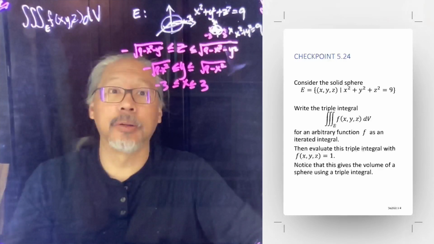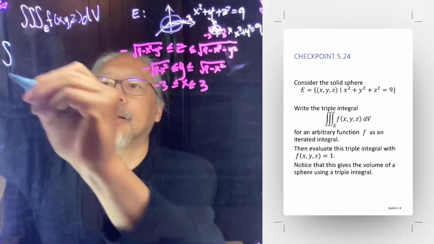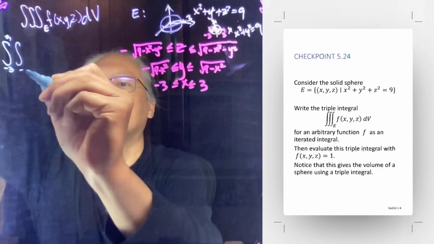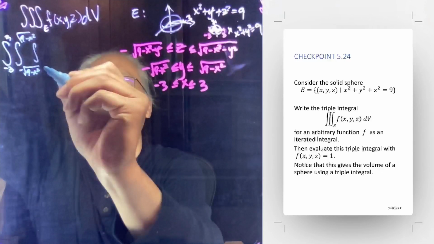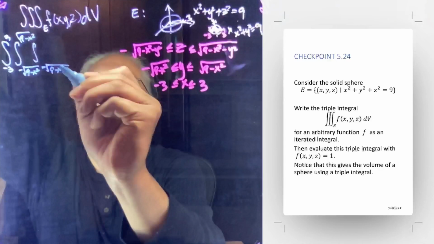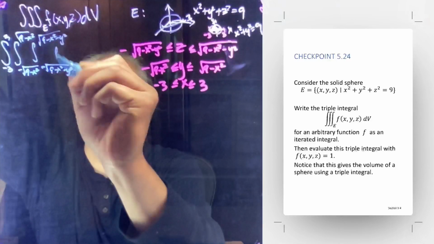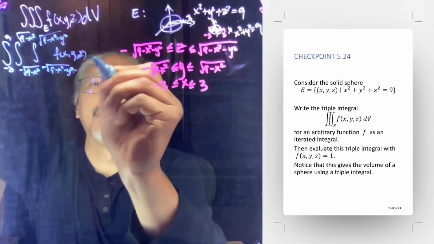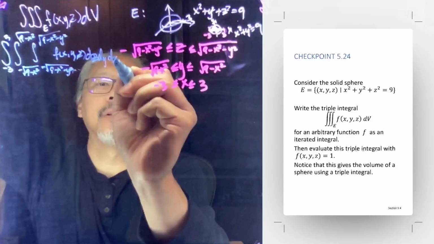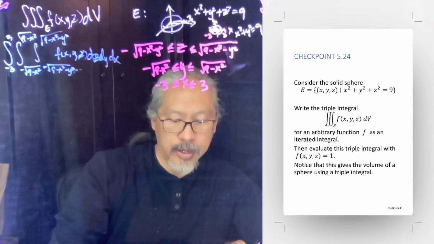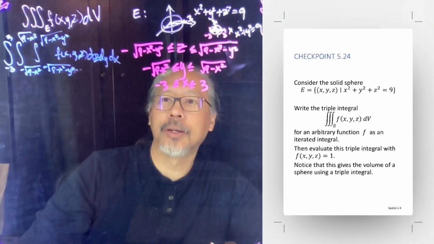And therefore, we should be able to set up our integral. Our integral here would just go from the integral minus 3 to 3, the integral minus square root of 9 minus x squared to positive square root of 9 minus x squared, and then negative square root of 9 minus x squared minus y squared to positive square root of 9 minus x squared minus y squared. F of x, y, z is our integrand, and here we're going to integrate with respect to z first, then dy, and then dx. So that is our triple integral written with the generic function f of x, y, z.